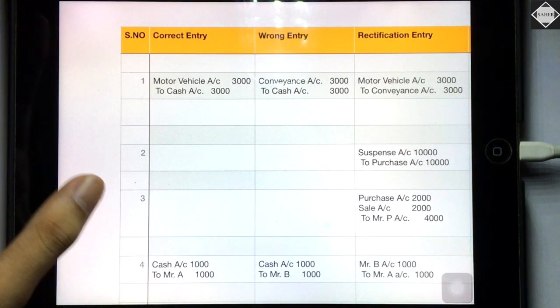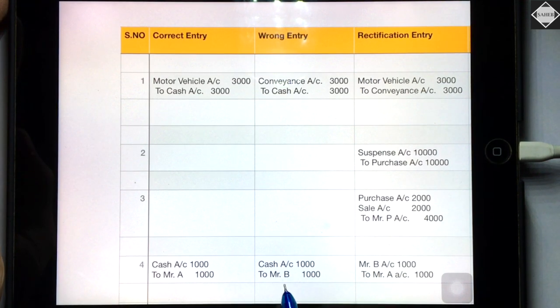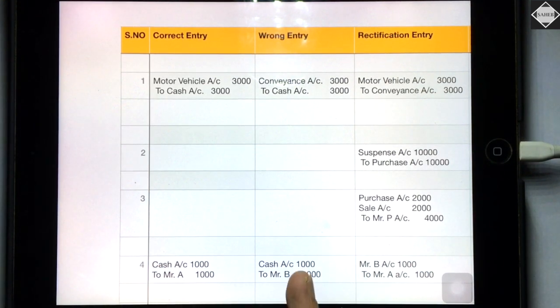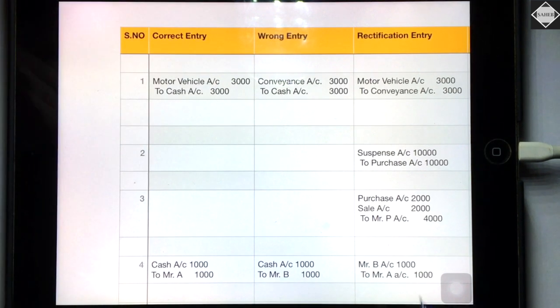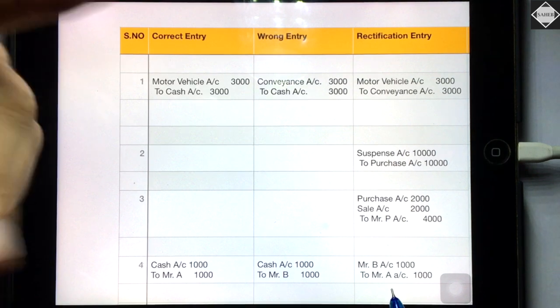That's our technique. So the wrong entry is cash account to Mr. B. And then what's the rectification entry? Really simple. Just compare these two things. Record what is not recorded. What is not recorded? Mr. A is not recorded. Just record that to Mr. A. Mr. A was supposed to be credited. Just record that. Reverse what is wrong.